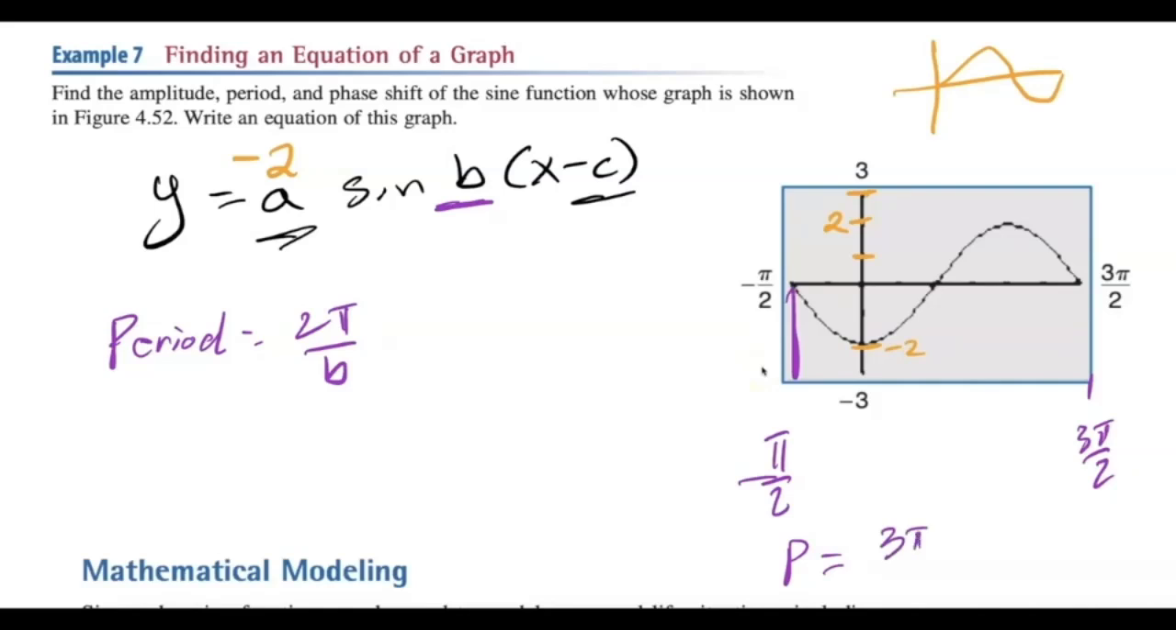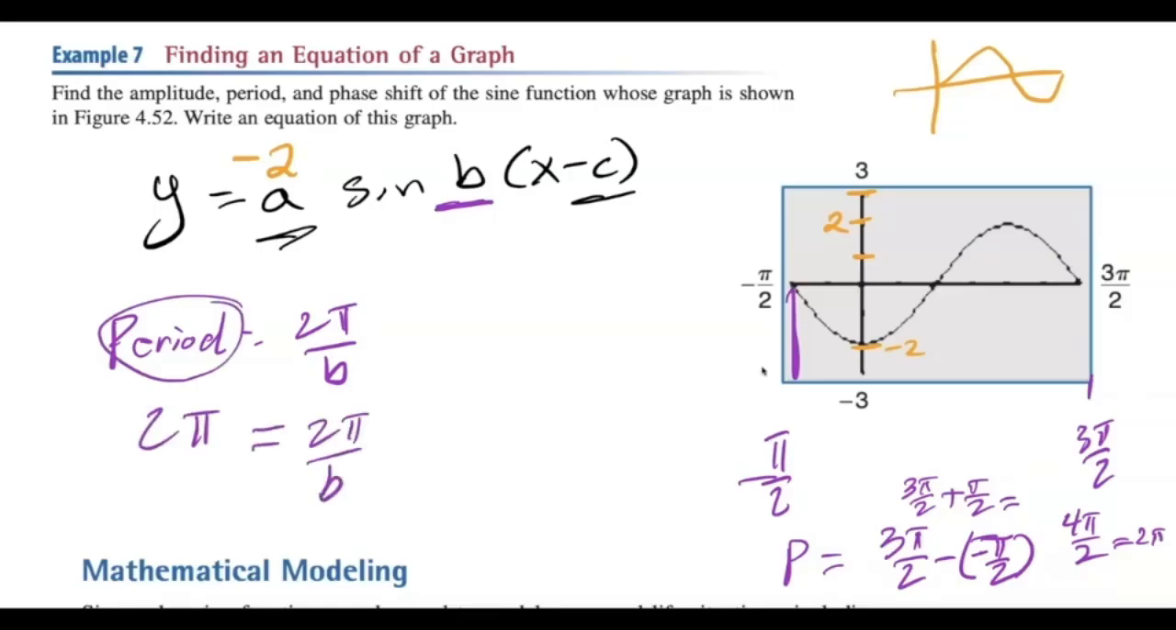3 pi over 2 minus -pi over 2. Two negatives make a positive. We get 3 pi over 2 plus pi over 2. I just get 4 pi over 2, also known as 2 pi. My period's 2 pi. Now all you've got to do here is solve the problem.